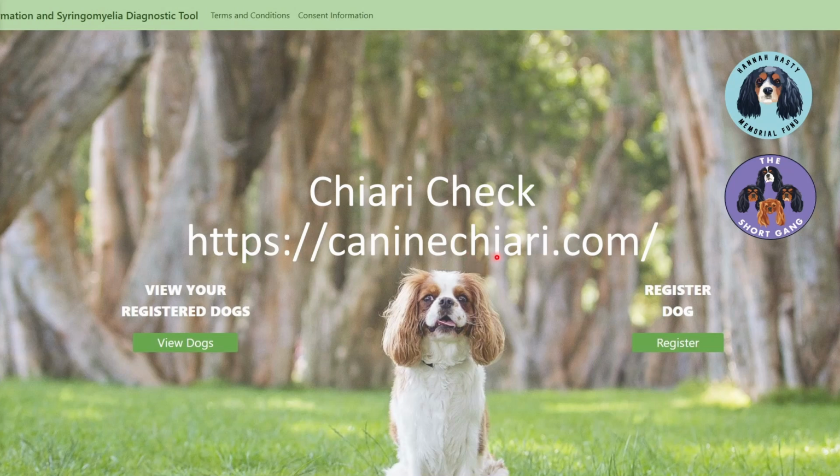This is the location of it. And I have to say it's sponsored by a number of people, including the Hannah Hastie Memorial Fund and the Short Gang.